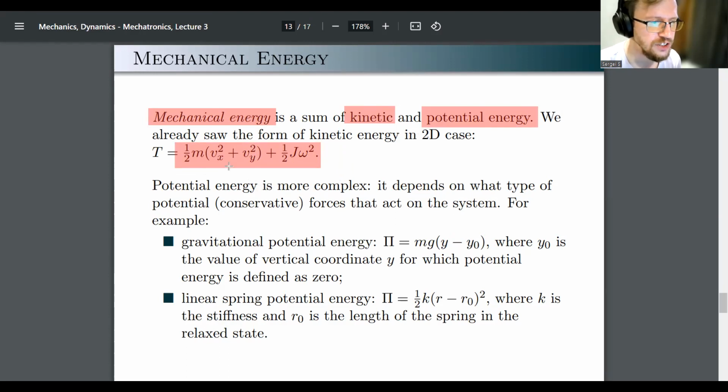Now, potential energy is a little bit more complex. It depends on what creates this potential. For example, gravitational potential energy usually looks like this: you have mg and then the difference in height. The difference in height you can compute as y minus y0, and y0 is the height at which you define your potential energy as 0.